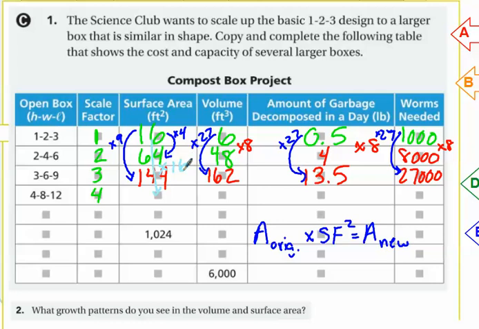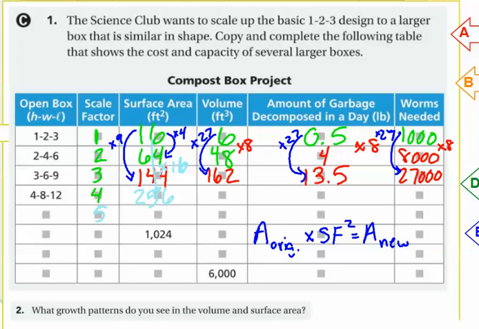So 14 or 16, sorry. 16 times 16 gives me 256. And I could continue going down. So this is 5, and we will talk about that later.